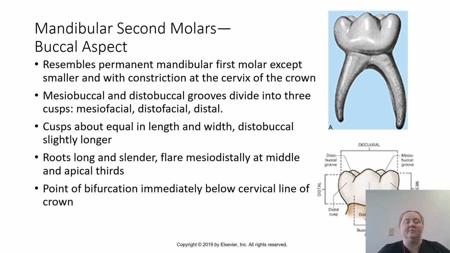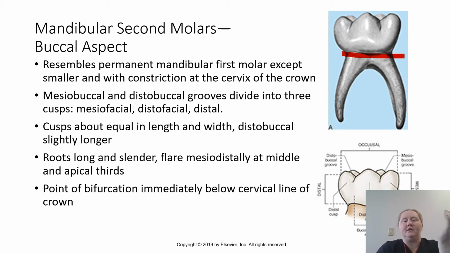All right, here are our second molars. These again resemble the permanent mandibular first molars, except that they're smaller and with constriction at the cervical area right here. You can see how constricted that is. So the way I always remember this is that when your permanent dentition comes in, it comes in directly behind these teeth. So you have twins right next to each other, okay?